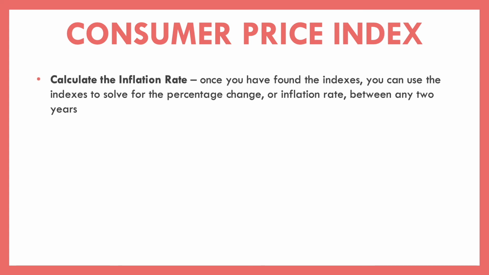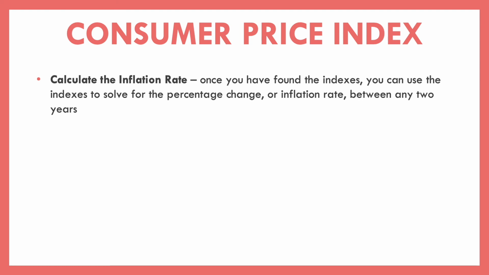So once we've found those indexes, we can then find the percentage change between any years. We can forget about that base year thing now. We've already used our base year, so we can forget about it. Now we can compare any year we want. We could compare 2005 to 2007 and how much prices changed there, or 2001 to 2007, or 2001 to 2005, or whatever it might be.